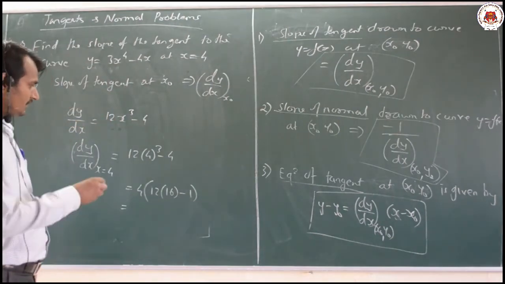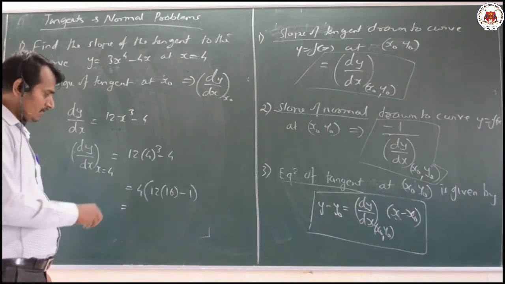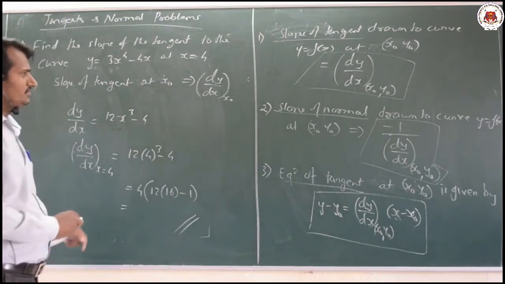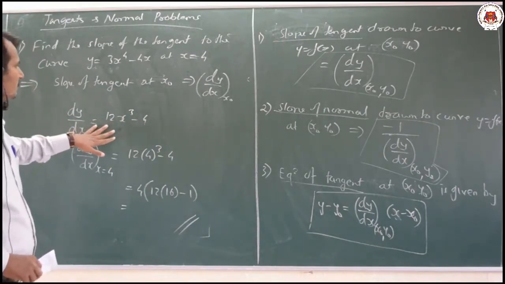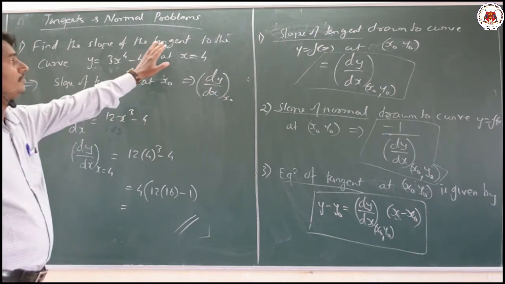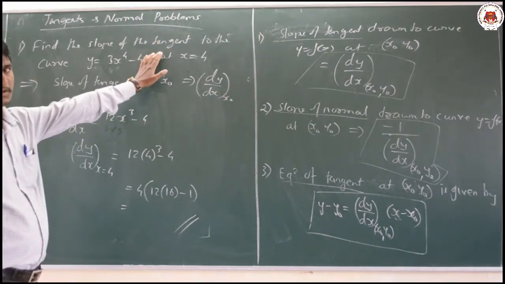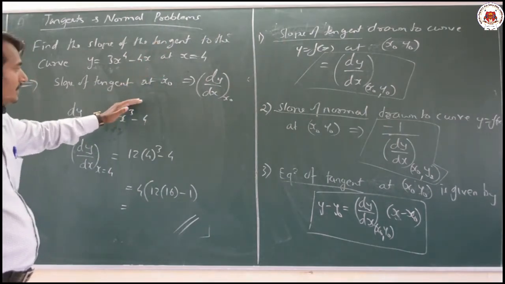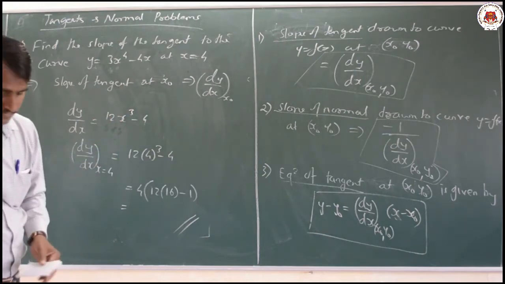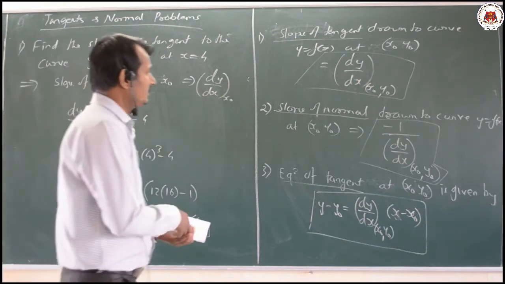Dear students, it is a very simple problem. So here check out the value we get. We just have to substitute the values, that's all. So here is the slope of the tangent. If for the same question we had been asked to find the slope of the normal, then slope of the normal means minus 1 divided by dy by dx. Okay, now let us move on to the next problem here.